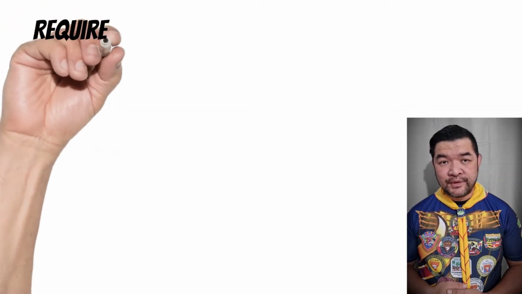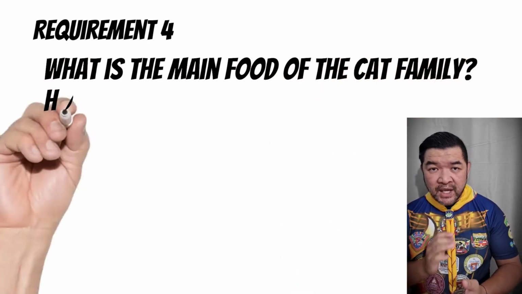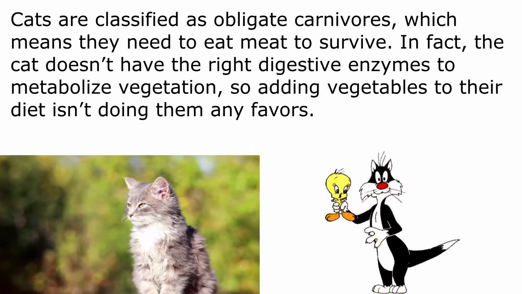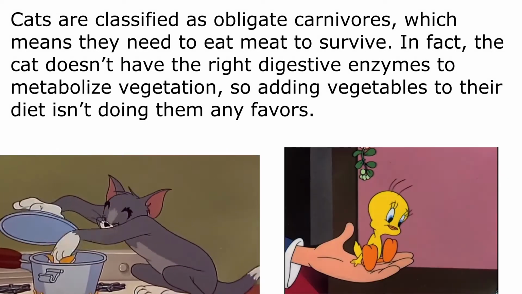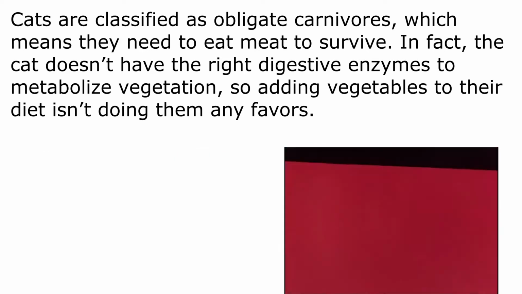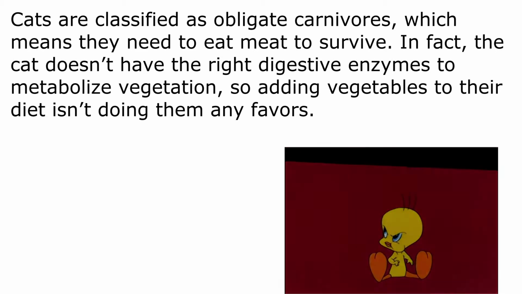Requirement number 4. What is the main food of the cat family and how are the cat's teeth fitted for this? The main food of the cat family is meat. They have 4 front canine teeth for biting and tearing, and knife-edged teeth on the sides for cutting skin and muscle.